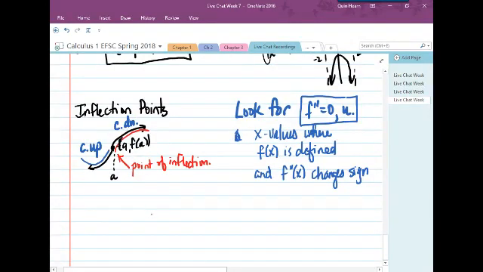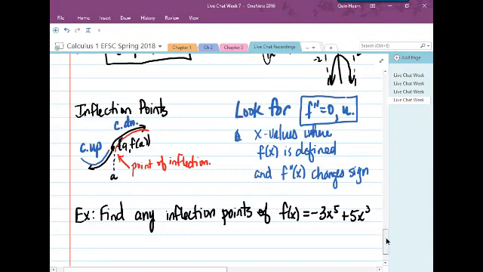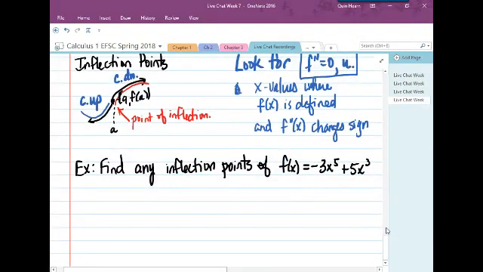Okay, so let's look at an example. Find any inflection points. Okay, the steps are going to be pretty much the same as in the last problem.